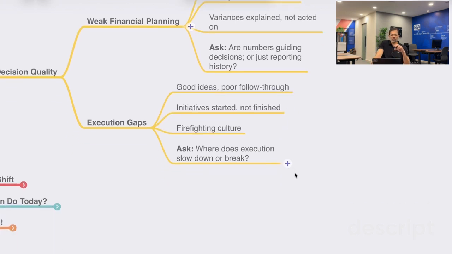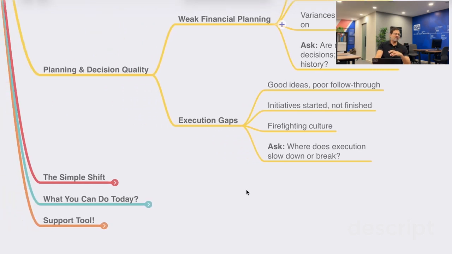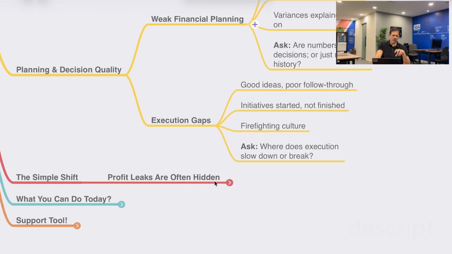So are we stuck in silos? Do we have an execution discipline? And do we have anecdotal evidence of having taken action in the last 12 months on an issue that was not urgent but important for the business? So what are the simple shifts you can do today?